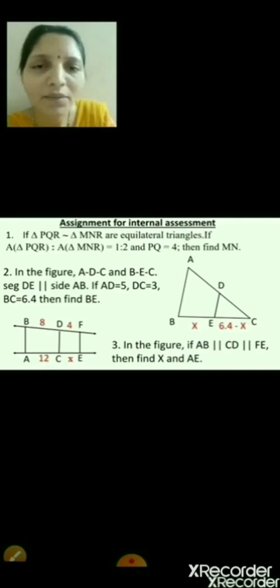Second sum is based on basic proportionality theorem. Third sum is based on the properties of three parallel lines and their transversal. Fourth sum is based on the ratio of areas of two triangles. And fifth sum is based on the test of similarity.